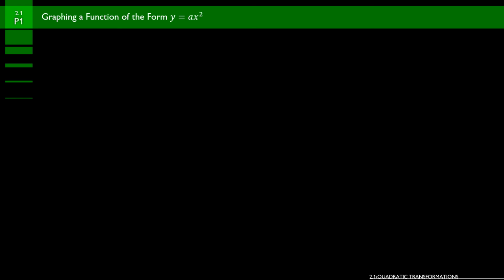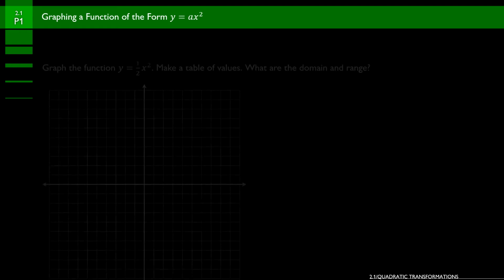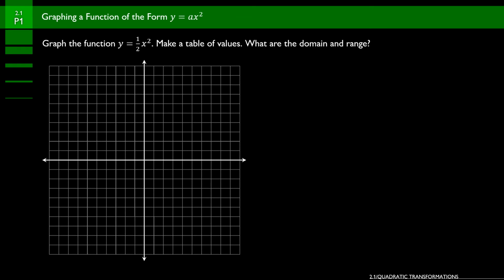Now we're going to backtrack a little bit and go back to problem number 1. And in problem number 1, we're going to be graphing a function of the form y equals ax squared. So the function that we're going to graph is y equals 1/2 x squared. The directions tell us to make a table of values and ask what are the domain and range. We're going to go through and give everything.